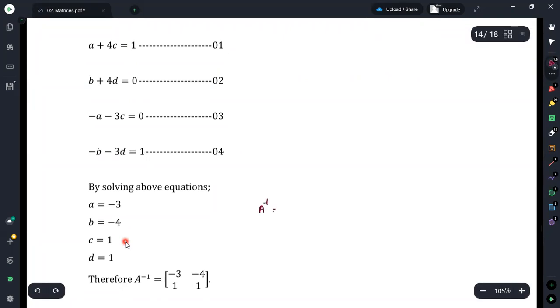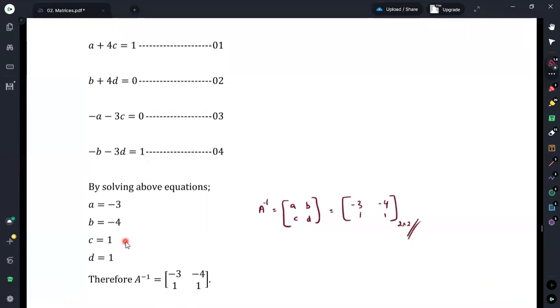It is because A inverse was identified as four elements A, B, C and D. Therefore, this can be written as A is equal to minus 3, B is equal to minus 4, C is equal to 1 and D is equal to 1. Therefore, this is the value that we are getting for the inverse of the matrix.